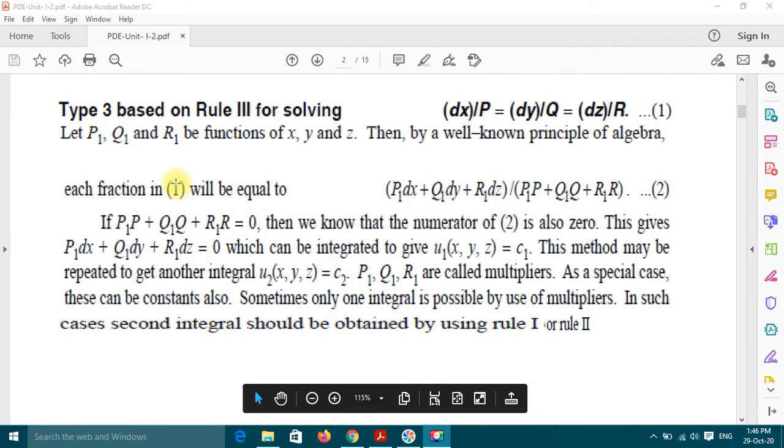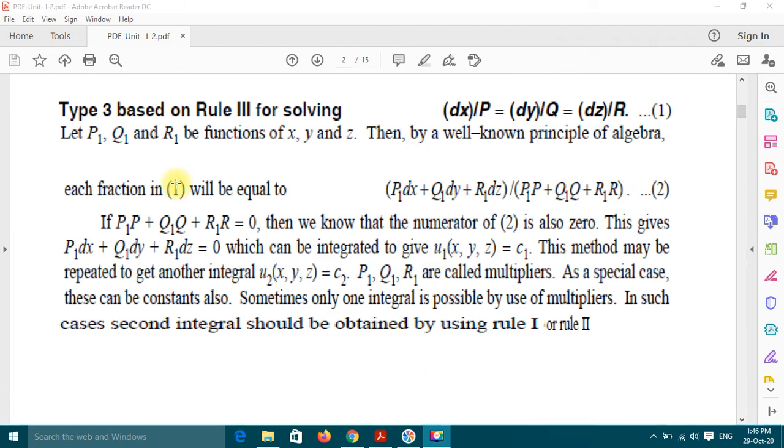Now we are trying to solve Lagrange's equation, which is written as Pp plus Qq is equal to R, where capital P is a function of x, y, z, capital Q is a function of x, y, z, and capital R is also a function of x, y, z. Small p is the partial derivative of z with respect to x. Small q is the partial derivative of z with respect to y.